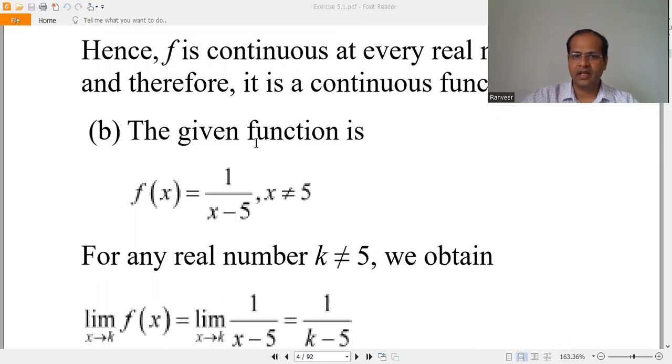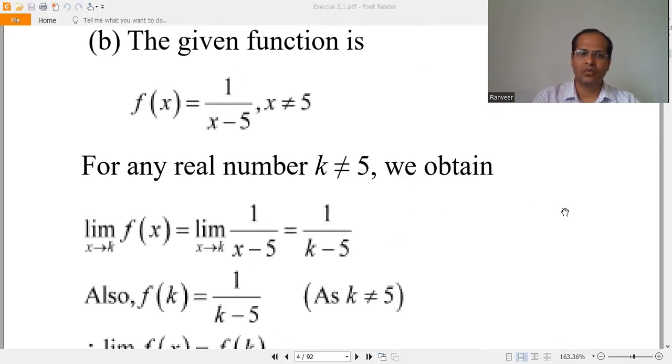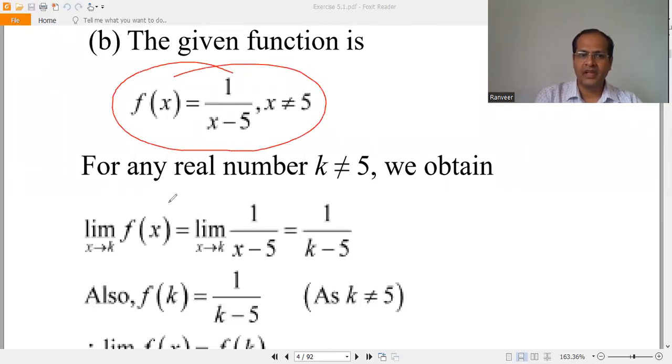Second, (b), the given function is f(x) equal to 1 by x minus 5. So in this type of question also, for any real number k not equal to 5. Here it is given that the x value is not equal to 5, otherwise it is undefined. After that, we just have to take any number k. This is nothing but a real number.